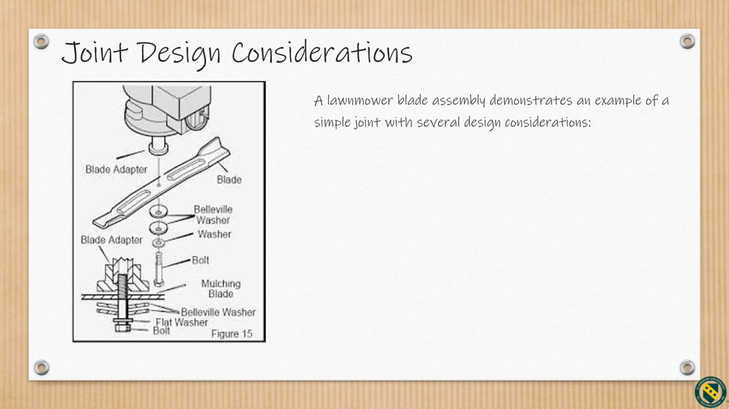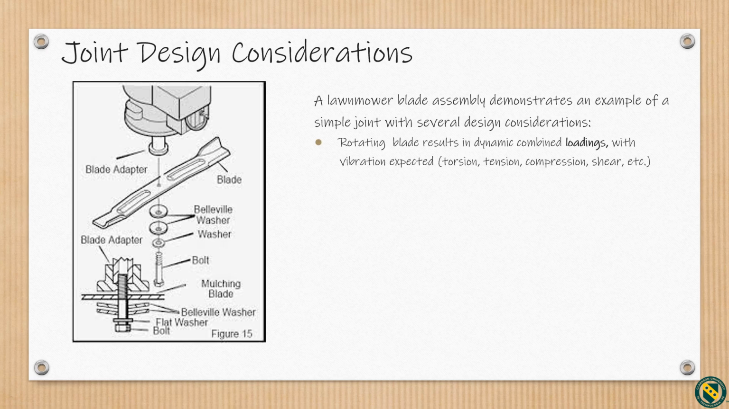There are many design considerations for joint assembly. Many depend on the application. A lawnmower blade assembly demonstrates an example of a simple mechanical joint with several design concerns. The rotating blade results in dynamic combined loading with vibration expected. Loadings to consider might include torsion, tension, compression, shear, bending, pressure, and other forms of combined loading.